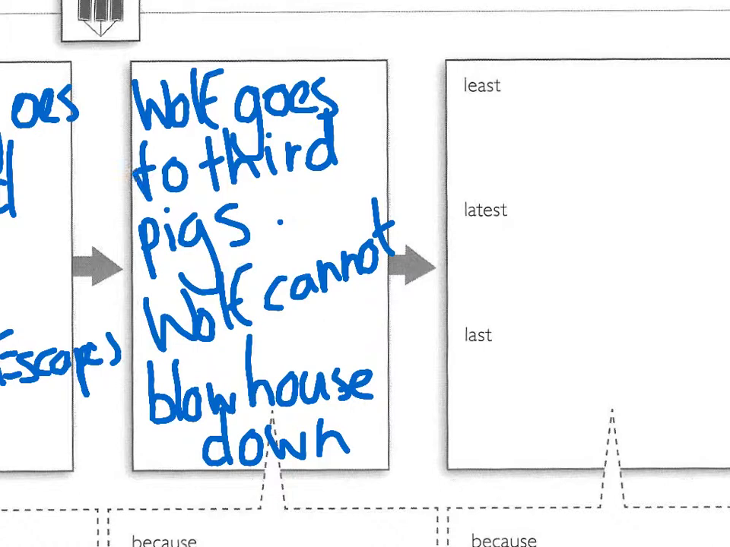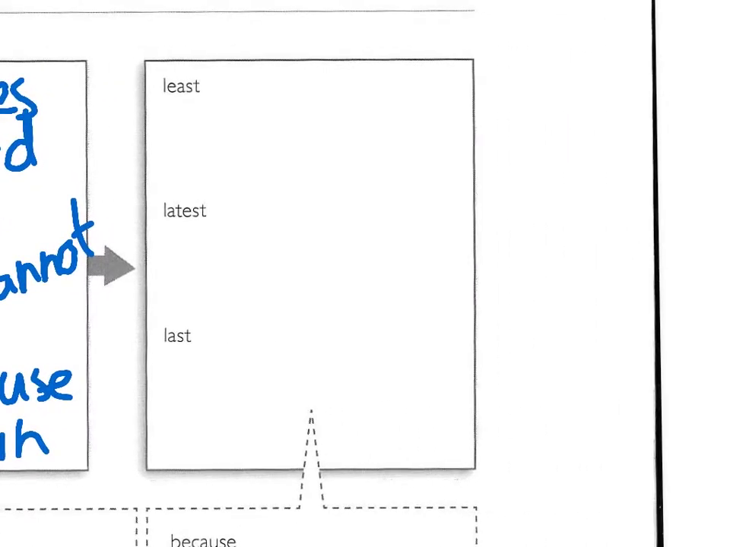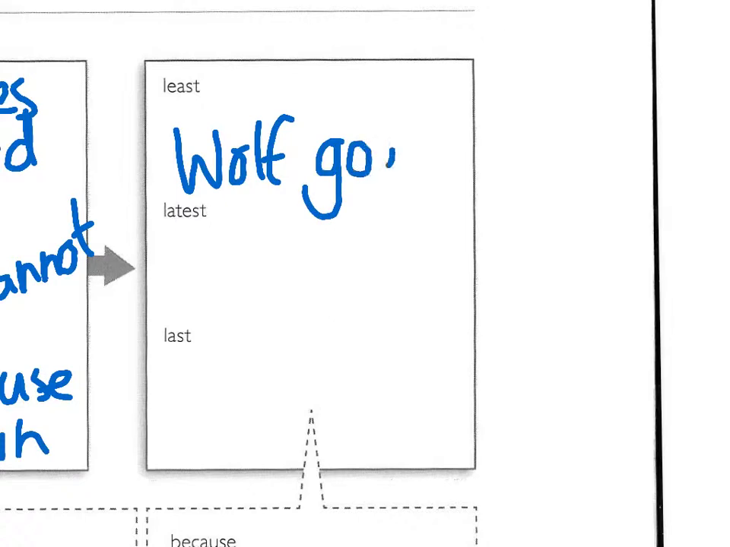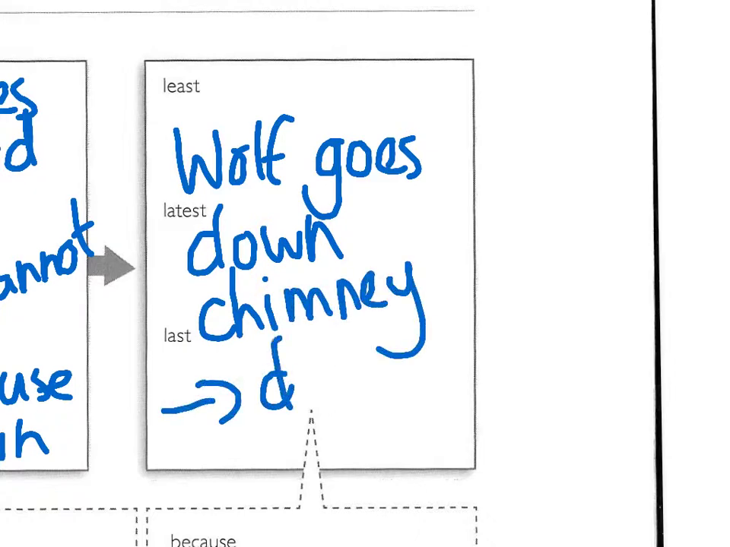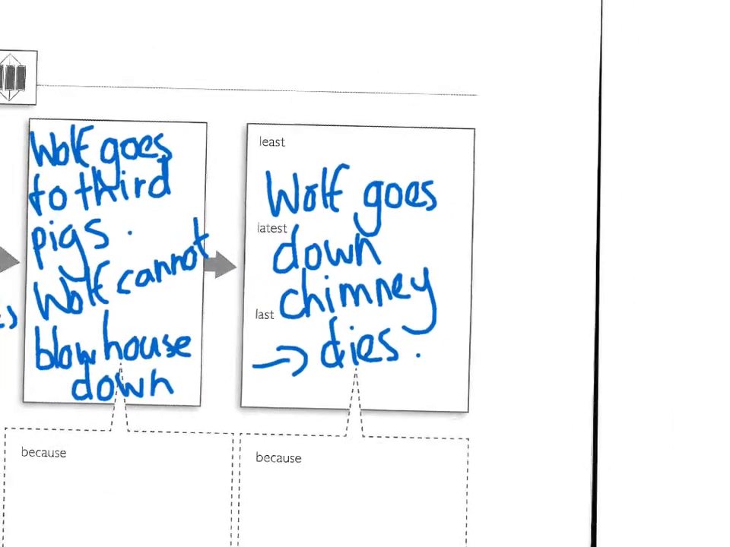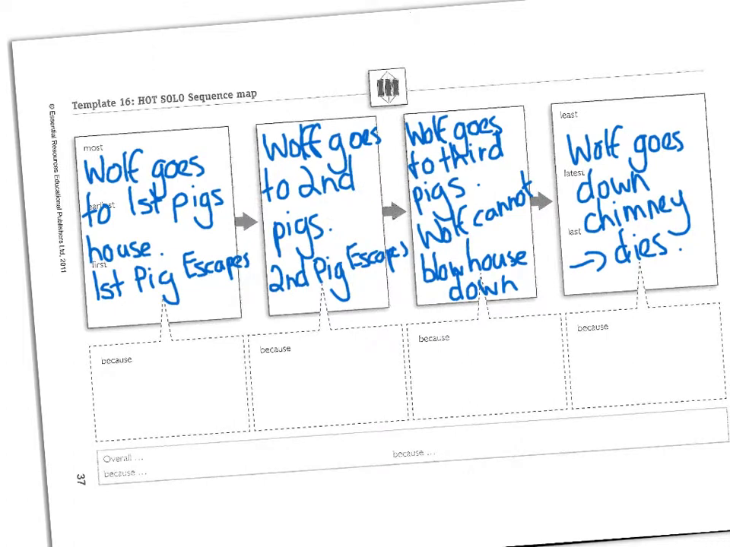Okay, and then my final step to complete this is that you can then add your last piece, which is wolf goes down chimney, and in fact he dies. Okay, so what I've just done on there is I've sequenced the most important events of that story. Okay, now that's only the first part of it.